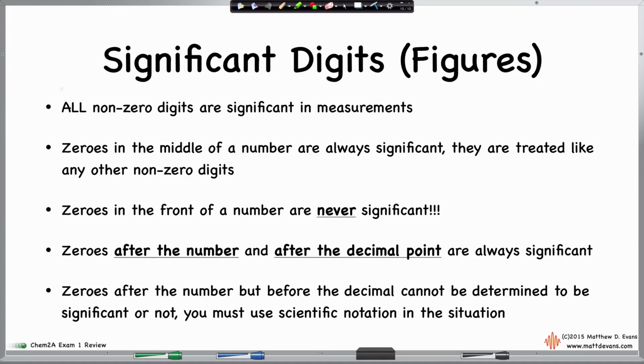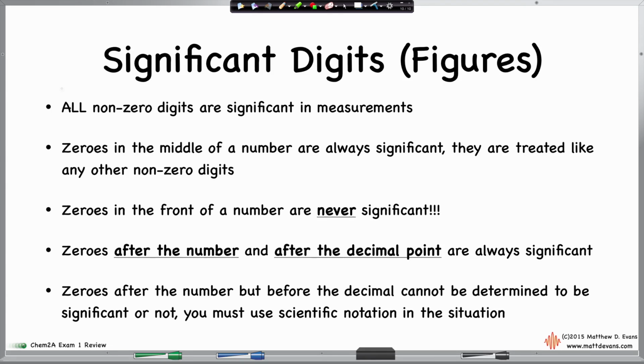By the time we actually start doing calculations involving measurements, though, the results of calculations have to be rounded, okay, not the actual measurements. And of course, with significant digits, all non-zero digits are significant in measurements, no question about that. Zeros in the middle part of a number are always significant. They are treated like any other non-zero digits. That's always true. Zeros in the front of a number, no matter where they're at, are never significant. So you see a zero in the front of a number, forget it. It's not significant.